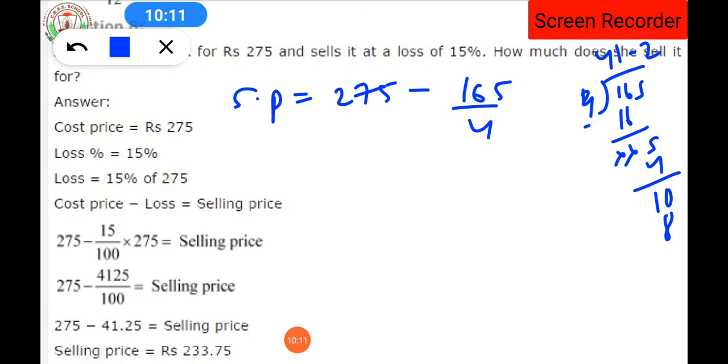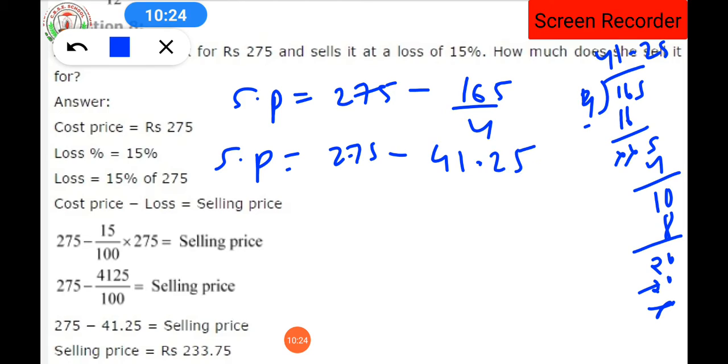Decimal will come as 2 times. Now here 20 and 20 get cancelled as 5. So what is the number we will get while cancelling? That is 275 and 165 divided by 4, we will get the answer as 41.25.